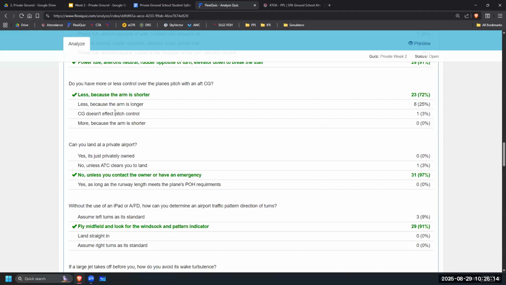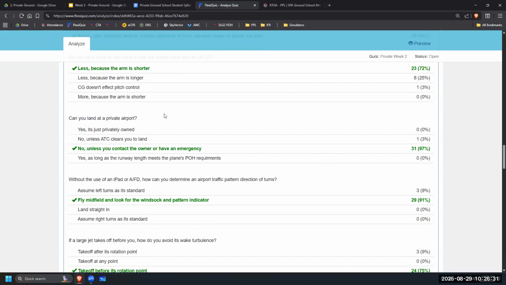You can think about hinges on a door. That's why we space the handle of the door farther from the hinges, so that you're able to get leverage on the door. Shorter arm means less authority, less control over the plane's pitch.